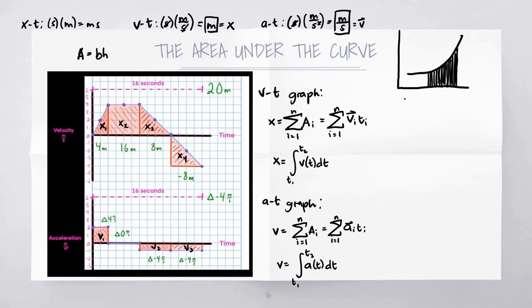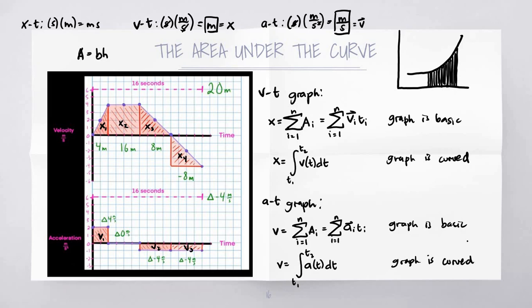So again, when do we use the formula of summation? We'll only use this if the graph is a basic type of graph. So the graph is very basic, just like this one, that you can cut it out into different sections of geometric figures. And we will use integration if the graph is curved. Alright, so this one's also doing that. So graph is basic and graph is curved. Alright, so that's how we do the area under the curve.